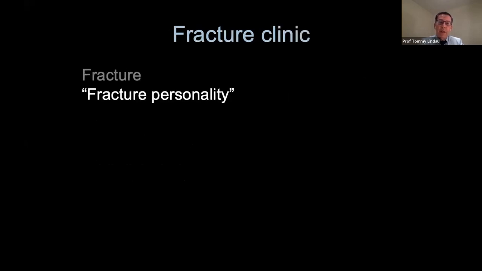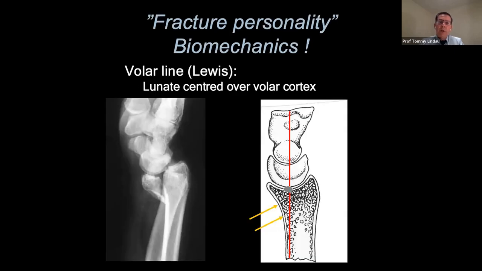We then have something I call fracture personality, and that is what the patient is not telling us, but the X-ray is. So what we look at, for instance, if we look at a biomechanical perspective, we have all learned about the volar line of Lewis, which just shows that the axis in between the head of the capitate through the lunate goes through the volar cortex of the radius. Hence, a volar lip partial fracture is highly unstable.